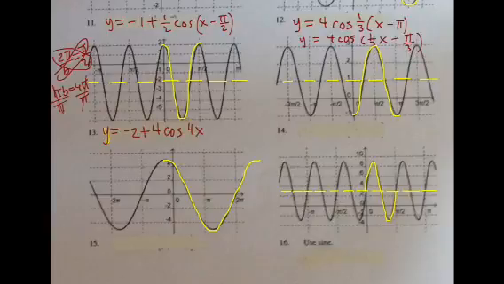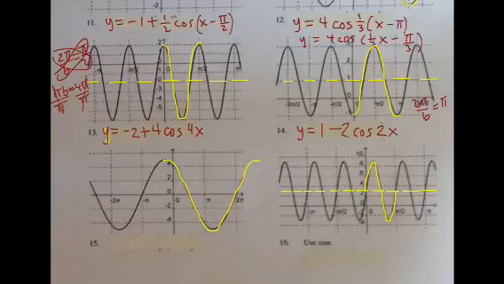Number 14. There is a reflection. There is also a vertical translation of +1. So I'm going to go ahead and write that in first. So y. Now there is a reflection because notice I'm starting from the bottom right here. So it's going to be minus. Now the amplitude is from 1 to 3, so that's an amplitude of 2. Cosine. The period here is pi units. So 2 pi over b equals pi. So b is 2. And there is no horizontal translation, so 2x.